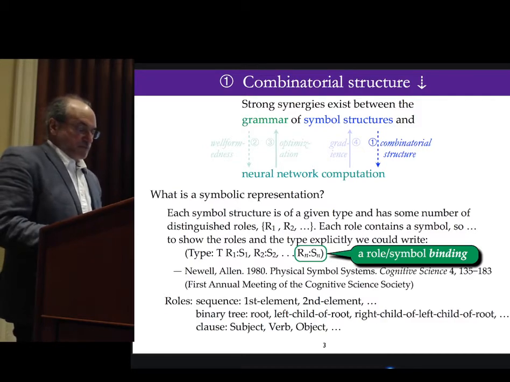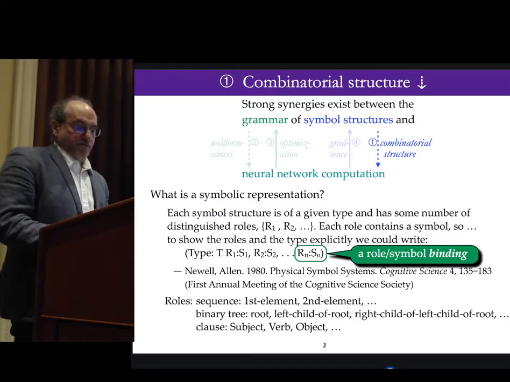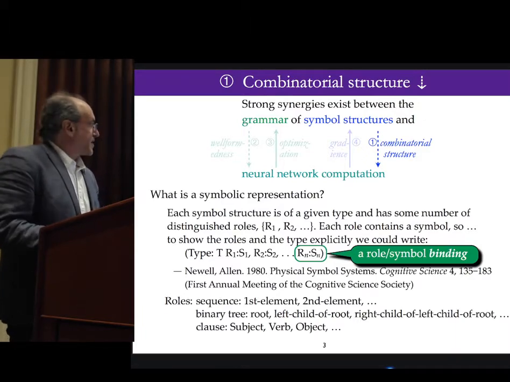Now, how can an abstract symbol structure understood in these terms be realized at a finer grain level of description as a neural activation pattern?